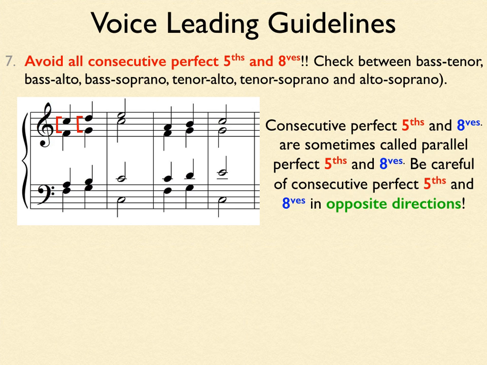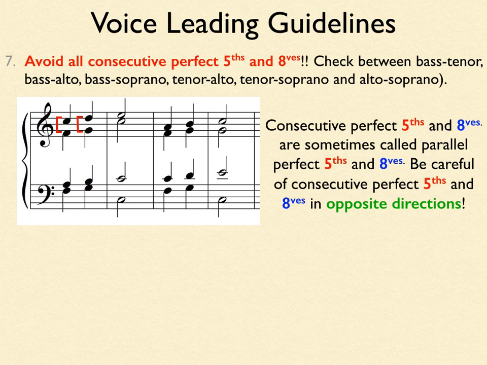Also be careful of consecutive perfect fifths and octaves in opposite directions. That's going to occur in this piece as well. I'll show you that in a second. So yeah, there's an example of a consecutive perfect fifth in the very first bar between the two top voice parts. We actually do have examples of people like Mozart, especially Mozart. In fact, they're actually called Mozart fifths.